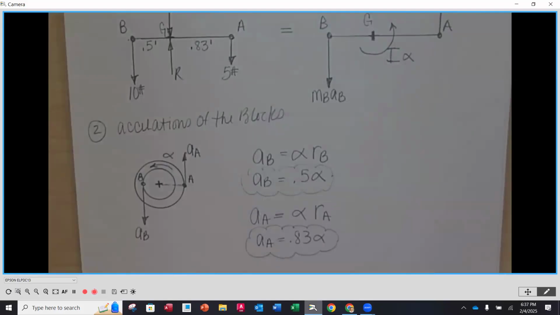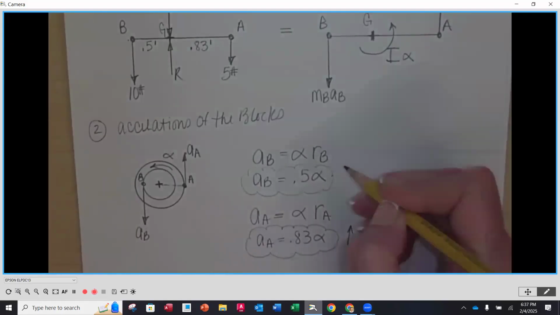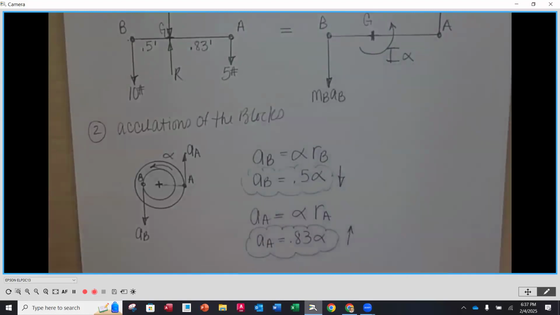Now, the other thing that I do have here is I know that A is going to go up and B is going to go down.